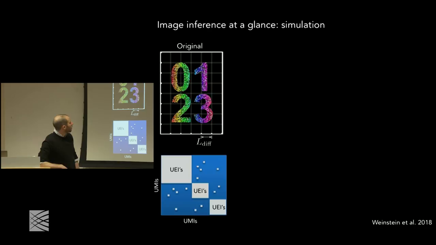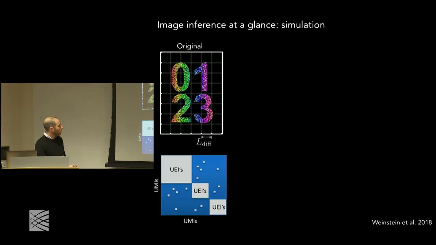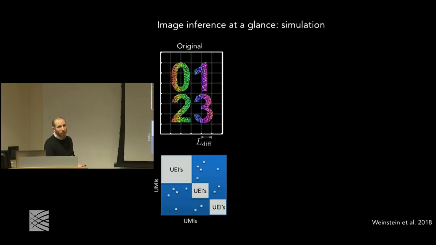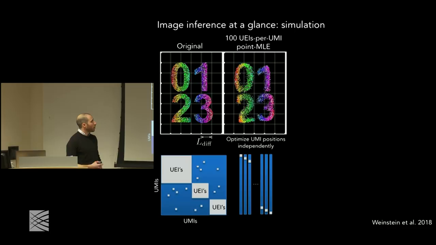So let's look at a simulation as to how this might work. In this case, we're looking at points that are just given. We're going to assign a diffusion length scale within the data set, and we're just going to perform gradient descent on the functional that I showed you before. And what we get is a pretty good recapitulation of the image, provided that we have 100 UEIs per UMI.